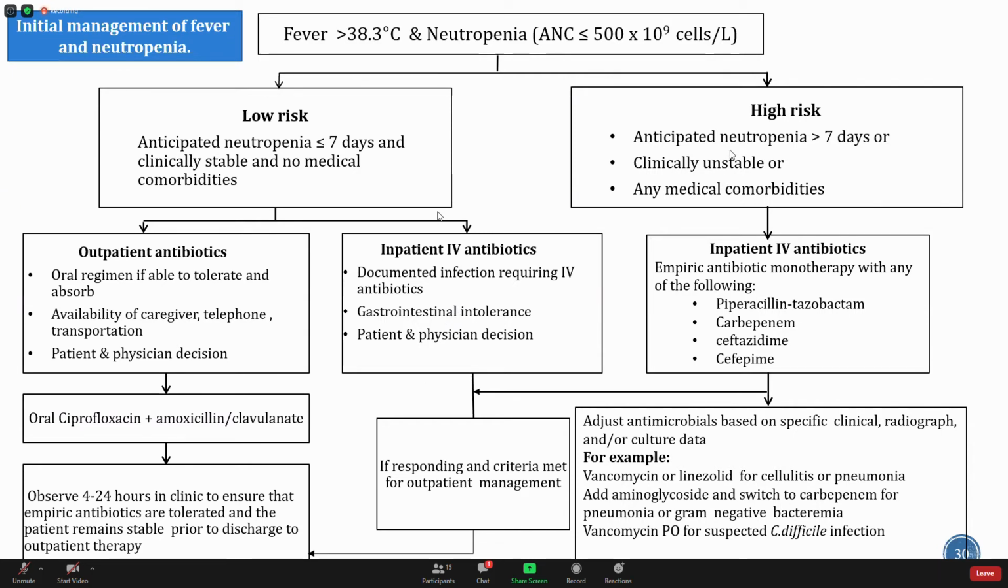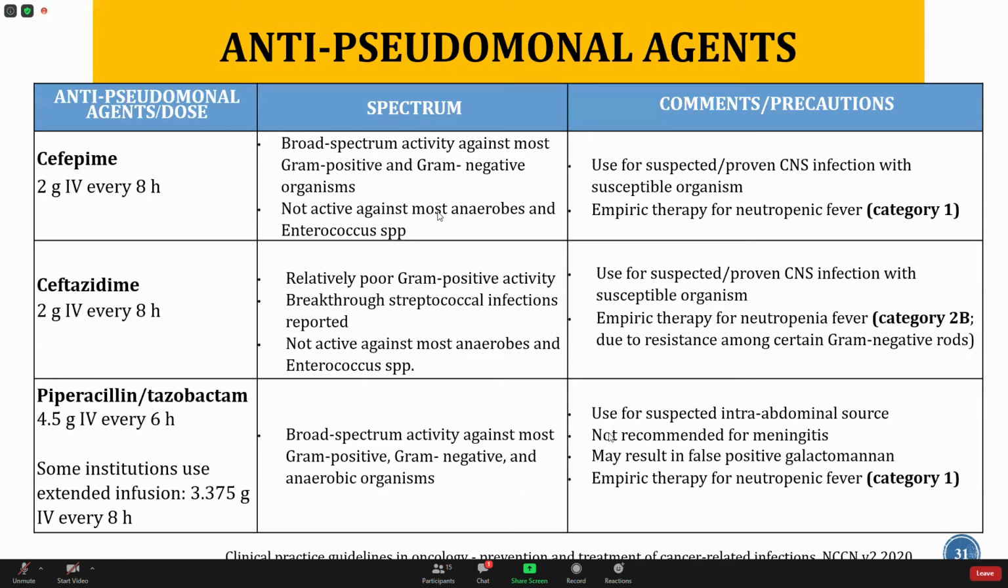For high-risk patients, we talked about the definition of a high-risk patient. We need to admit them and give them the empirical antibiotic we discussed. As we go along, if they have any other infection, we can adjust the regimen as I mentioned in my previous slides. So these are the doses.